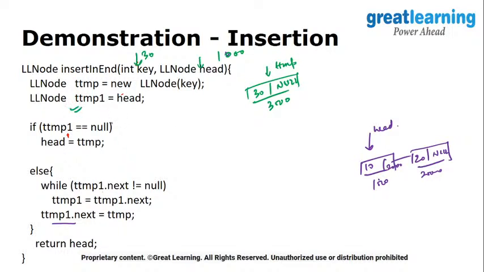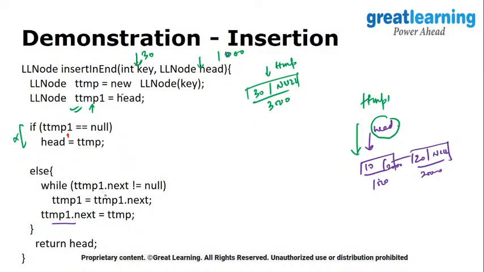Now what does this step do? This creates nothing but a head, right? Now this ttmp1 is also pointing to this head, so that we don't change the head, because once we change this, the whole linked list will be lost. Now is ttmp1 null? No, it is not, so it won't be executed.